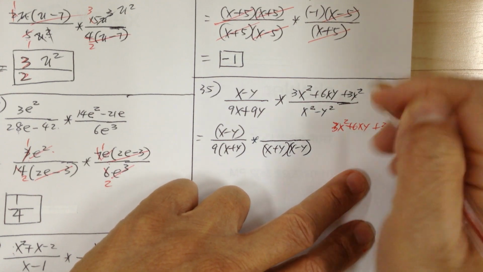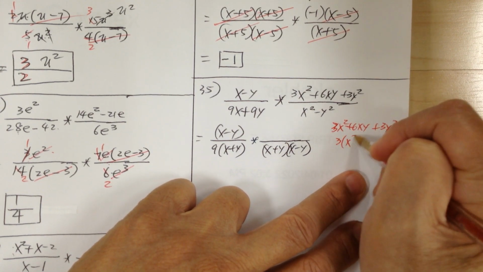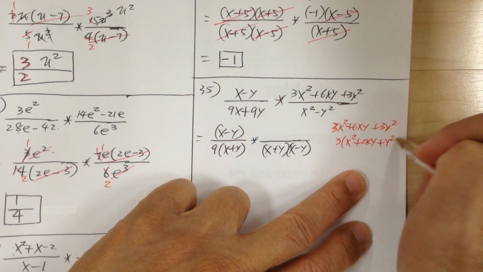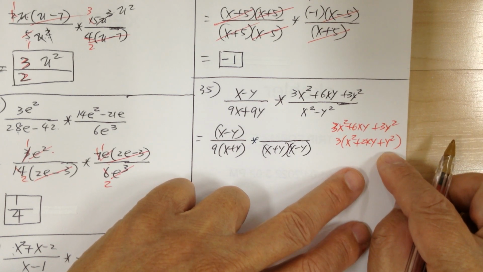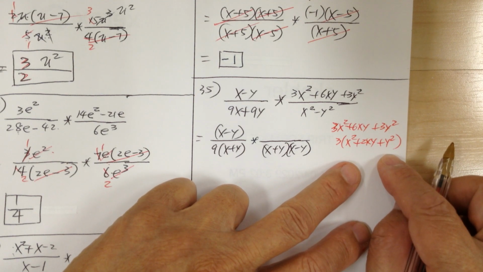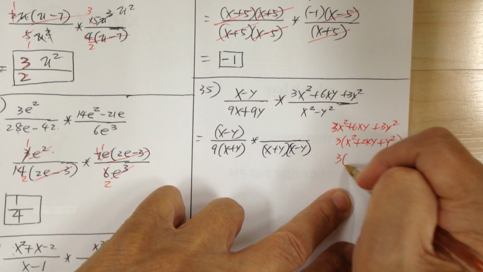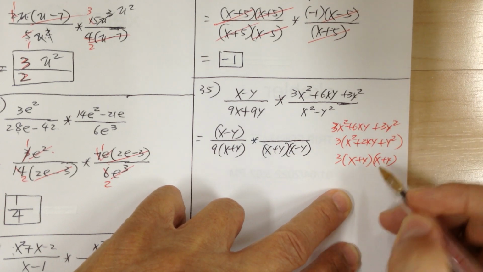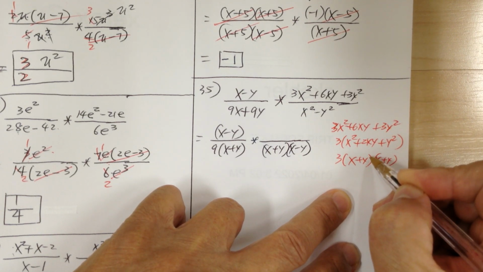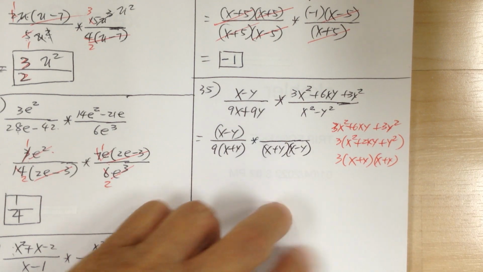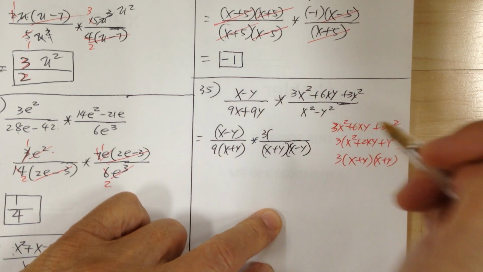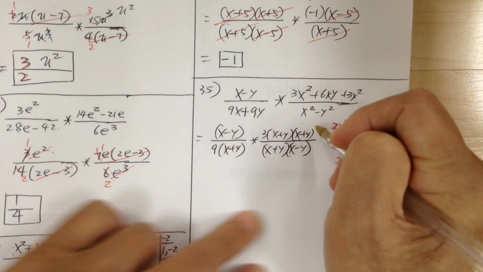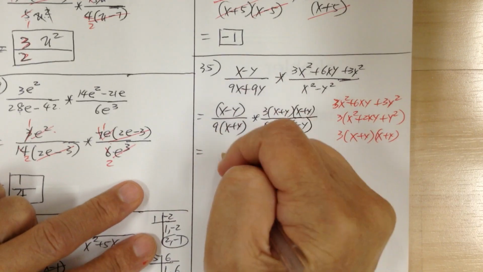So step 1, common factor, factor out the 3. You get x squared plus 2xy plus y squared. And that's your step 2b, the perfect square. So I'm going to write it out this way. You're going to get 3(x plus y)(x plus y). And the reason I'm writing it out is so I can do the cancellation, right?